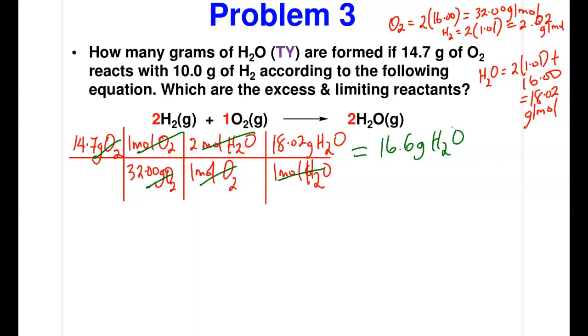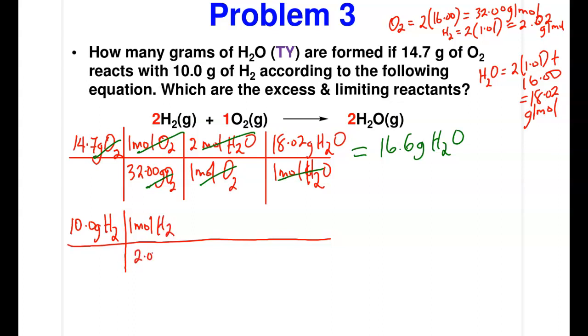Then what can we get when we start from the hydrogen? Hydrogen is 10.0. Let's start with hydrogen. So it's going to be 10.0 grams of hydrogen. I draw my line. Now 1 mole of hydrogen, of course, will give you 2.02. That's the molar mass of hydrogen, grams of hydrogen. And then what's the mole ratio between hydrogen and water? 2:2. So 2 moles of hydrogen will give us 2 moles of water.